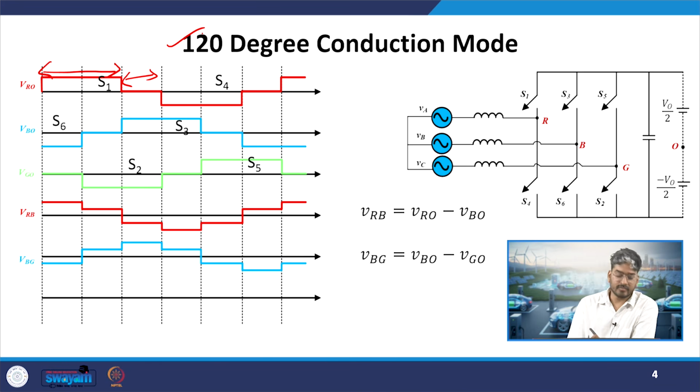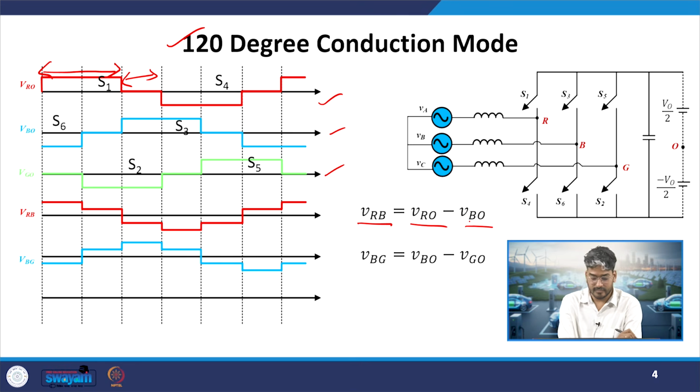So these are the line voltages. We have R, B and G, which are denoted with the respective colors, the three phases and the line voltages. So what is the line voltage? VRB will be equal to the pole voltage VRO minus VBO, and so on.